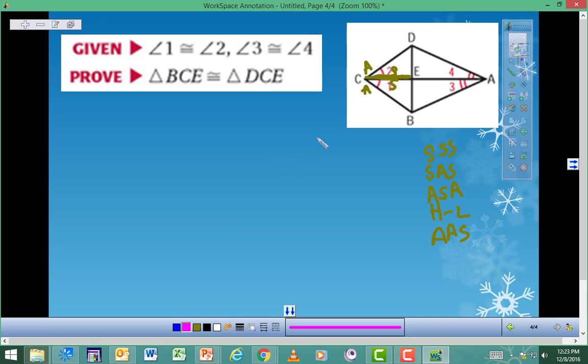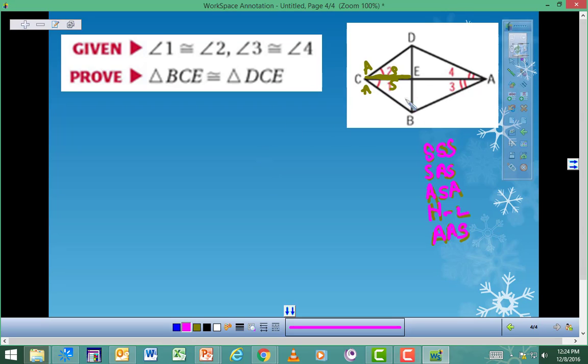So what I can do, I can't see that. You can't see that? No, we can't. Alright, side, side, side. Side, angle, side. Angle, side, angle. Hypotenuse, leg. This looks pretty up here on my screen. And look, I have all these snowflakes in here because it's winter time. Nice, right?